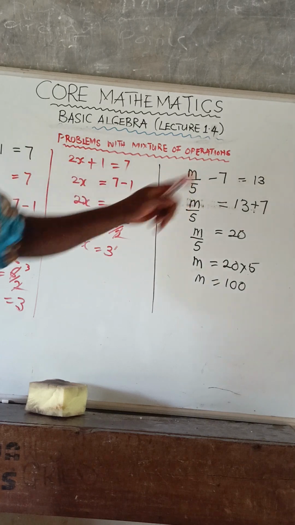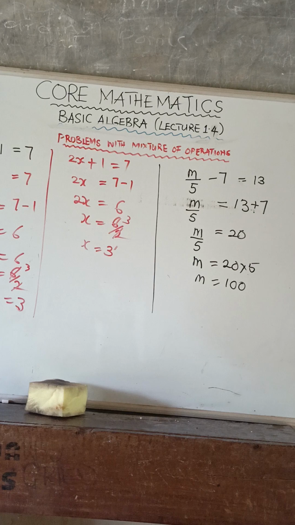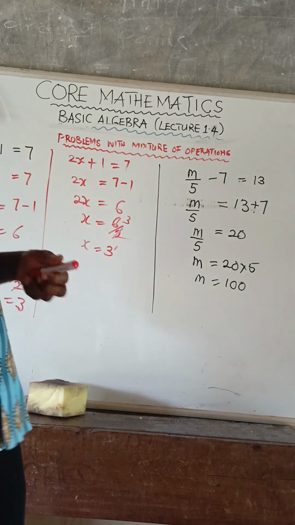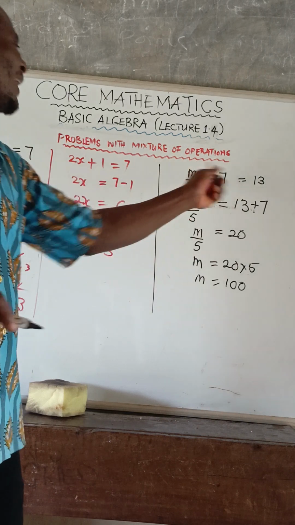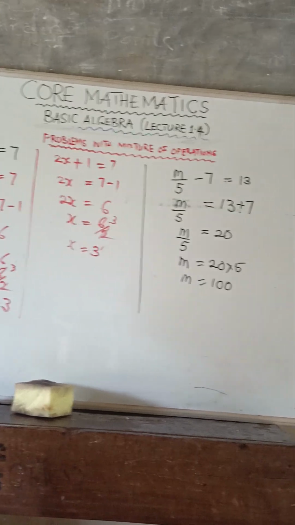So the number that we are looking for that was hidden by m is actually 100. Divide 100 by 5, you will get 20. And that 20 take away 7 is actually 13. So if you are asking me to find the number that if you divide it by 5 and you take away 7, you will get 13, that number has been found to be 100.